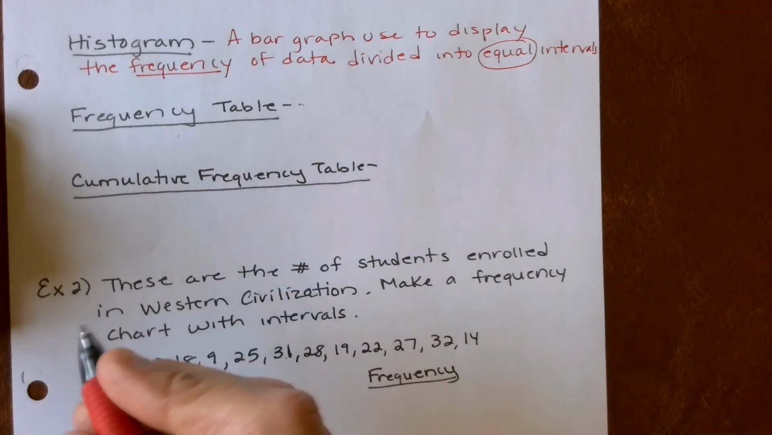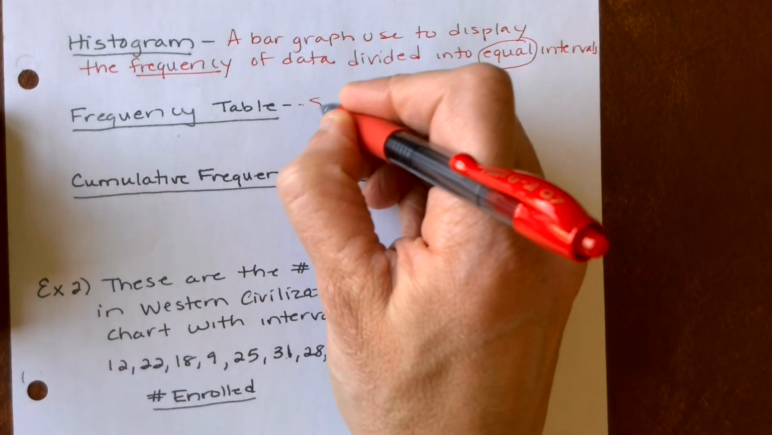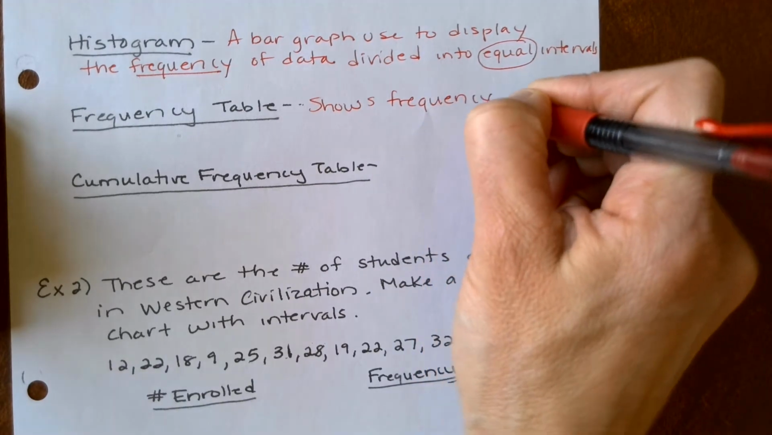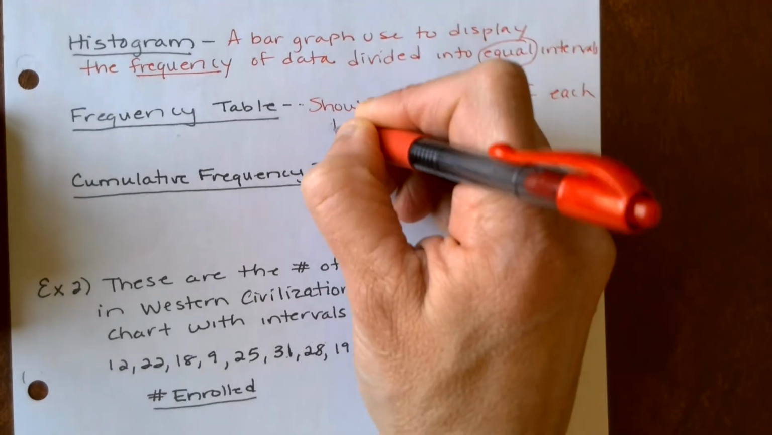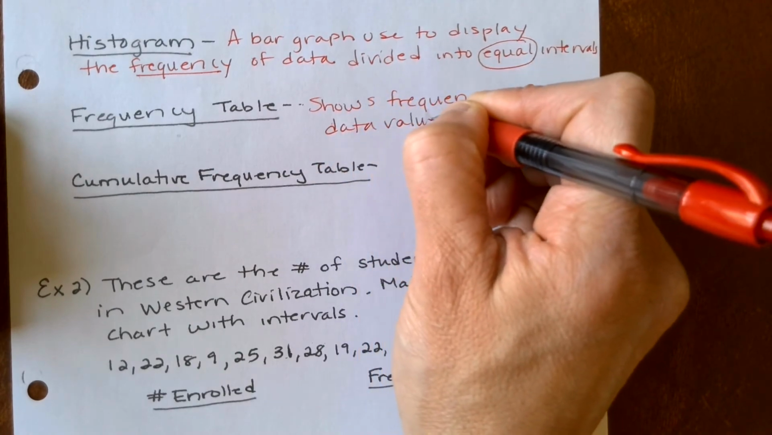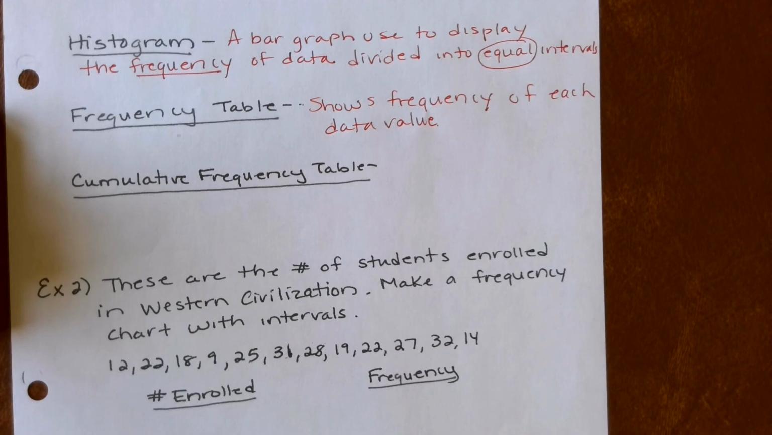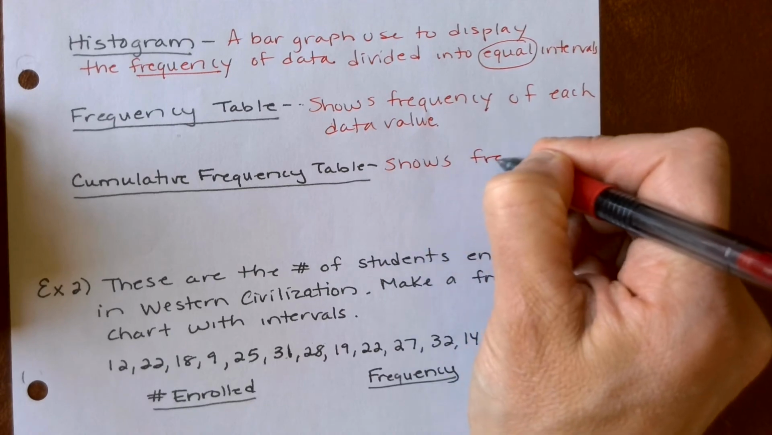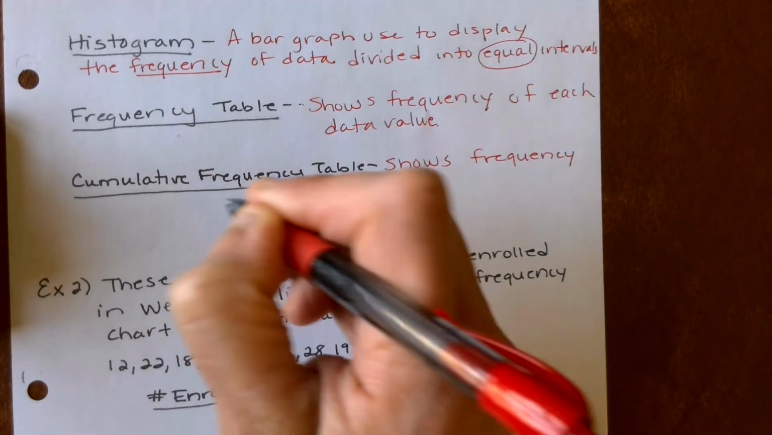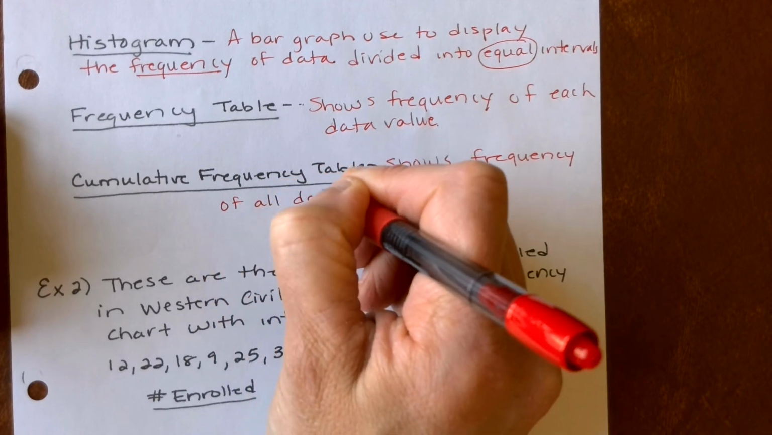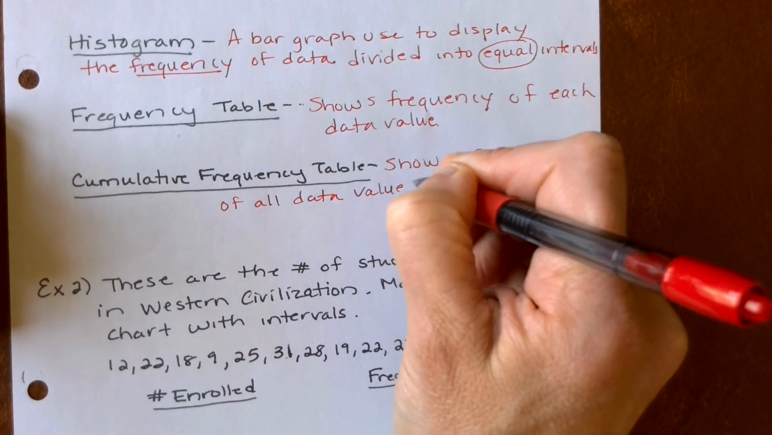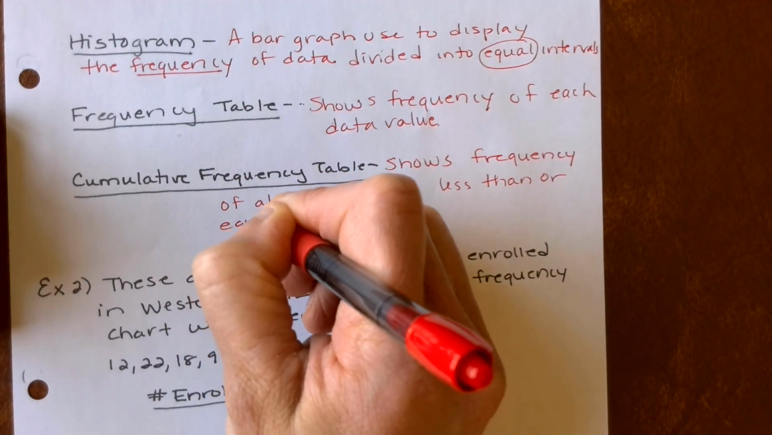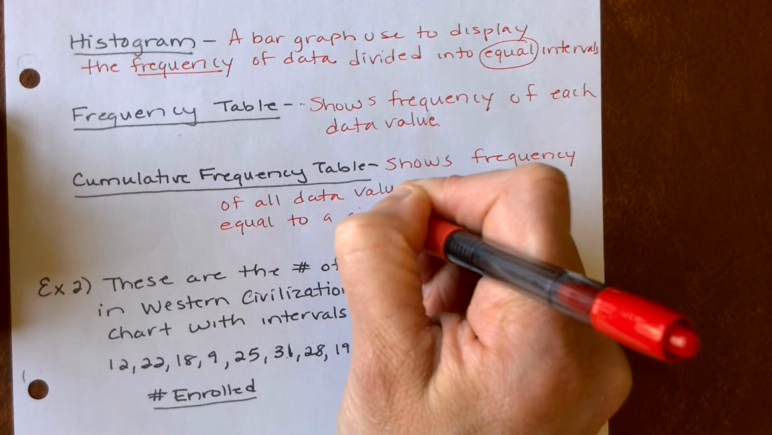All right, so let's take a look at what a frequency table is. A table, of course, would show the frequency of each data value. A cumulative frequency table is a bit trickier. It shows the frequency of all data values less than or equal to a given value.